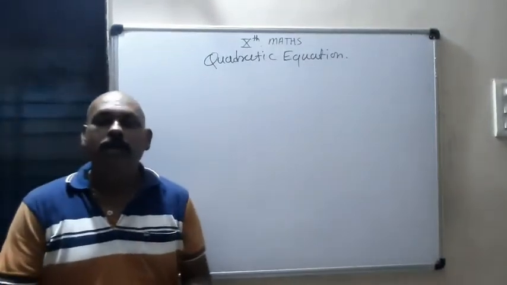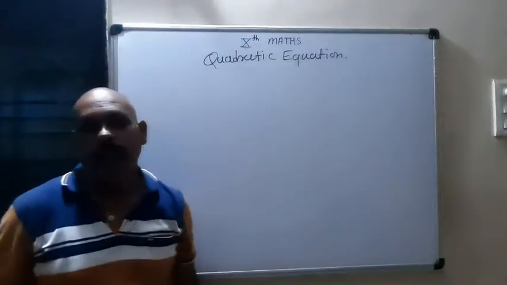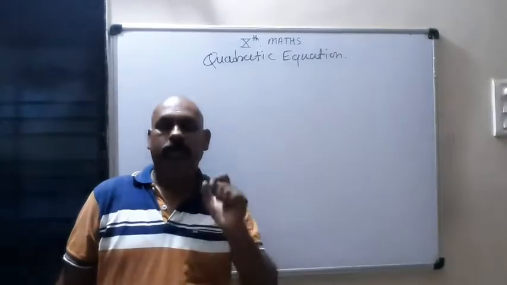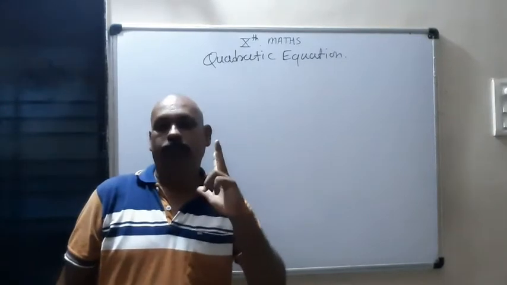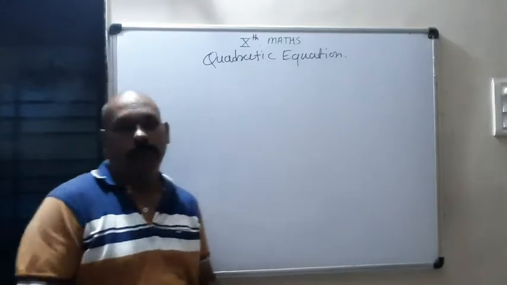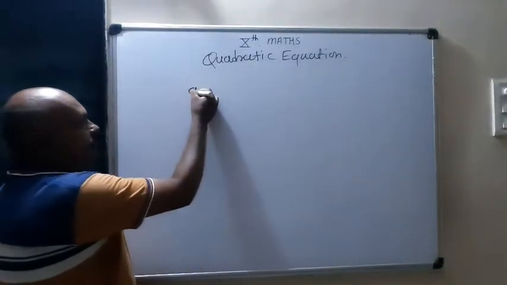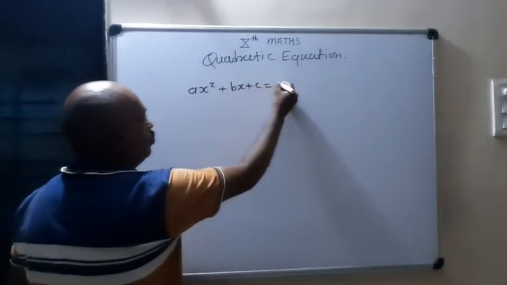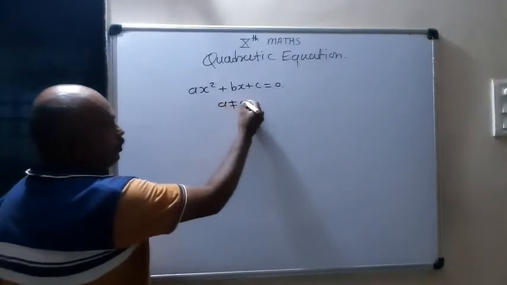Namaste students. Today we will discuss and study the quadratic equation. An equation in which the degree or the highest power of the variable is 2 is called a quadratic equation. The standard form of a quadratic equation is ax square plus bx plus c equal to 0. Here a is not equal to 0.